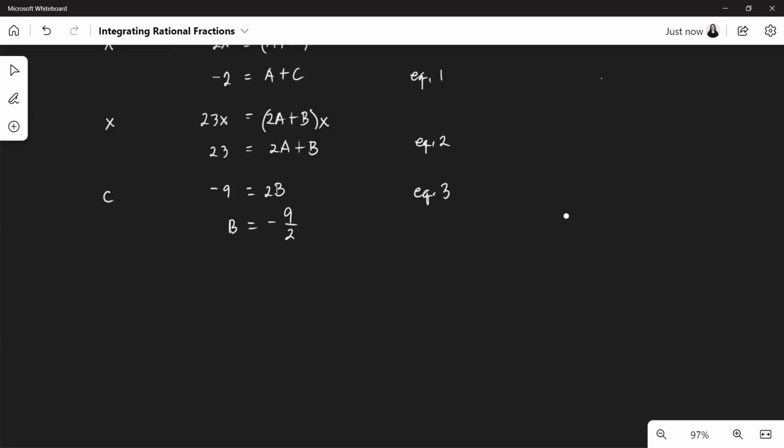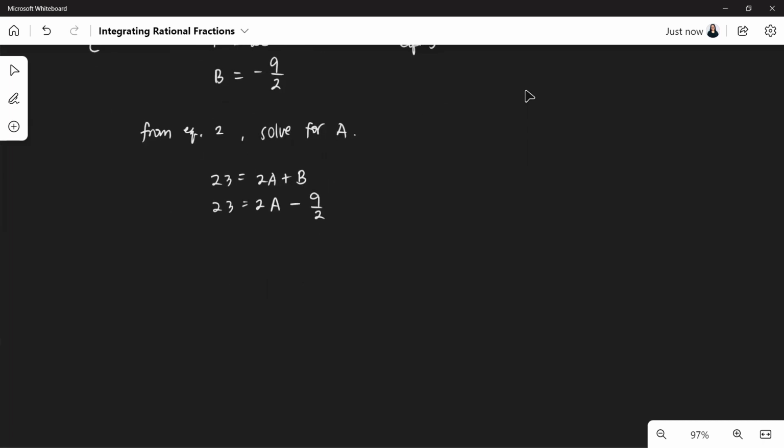From equation 2, solve for a because we already have the value of b. So it's 23 equals 2a plus b. Just plug in the value of b, which is negative 9 halves. We multiply the entire equation by 2, so this becomes 46 equals 4a minus 9. Transposing 9, we have 55 equals 4a. So a is equal to 55 over 4.